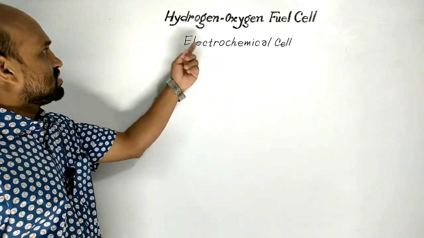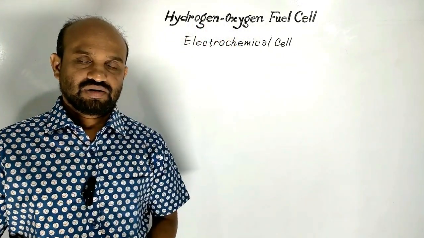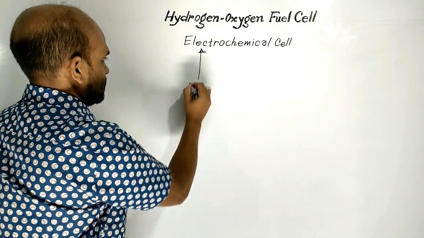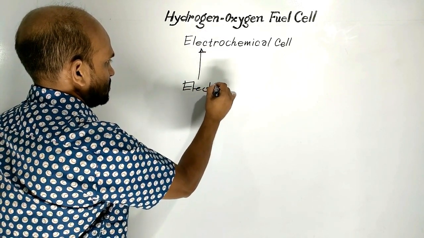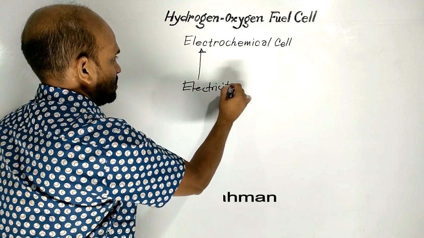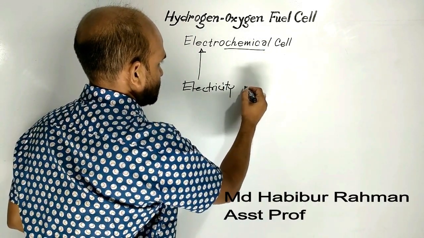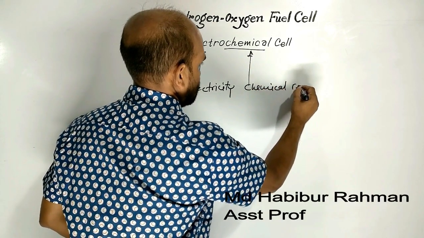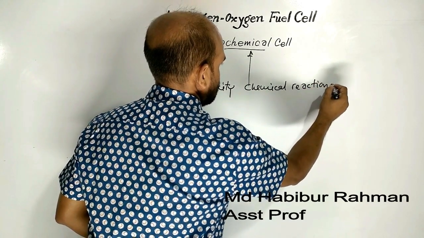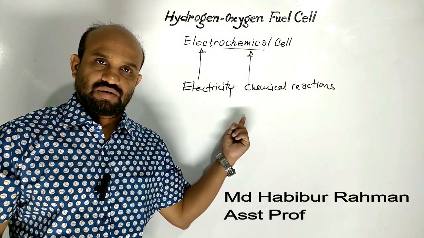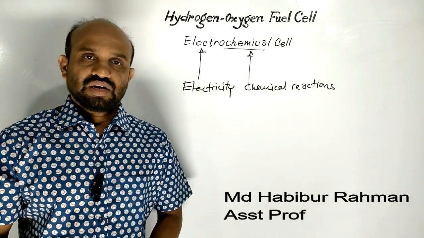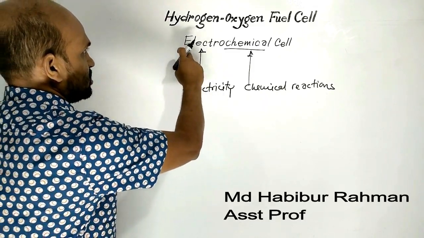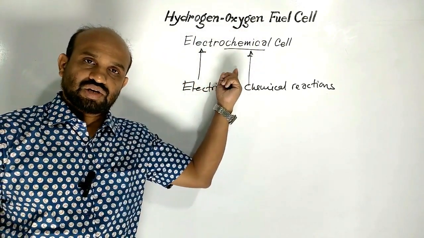Today's lesson: hydrogen oxygen fuel cell, a kind of electrochemical cell. Here, electro is electricity and chemical is chemical reaction. Electrochemical cell, from which electricity is produced through chemical reactions. That is, hydrogen oxygen fuel cell is a kind of electrochemical cell.